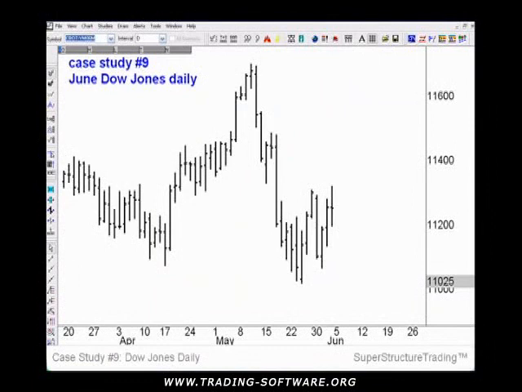Case study number 9, the June Dow Jones daily chart. Let's take a look at this very last bar here. First, it has moved above this high, higher high, and it comes off of a higher low. This higher low is also a very deep retracement, about 78%. You can simply estimate by eyeballing it. And then you see this drop that it is moving up against. It is somewhat of a strong drop, just one shallow little retracement along the way.